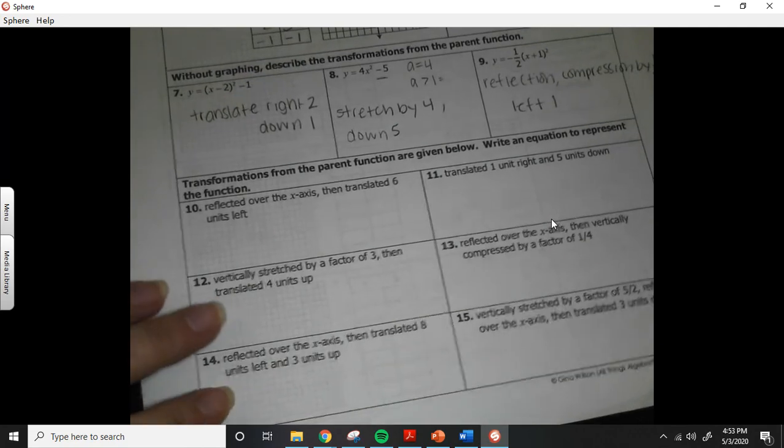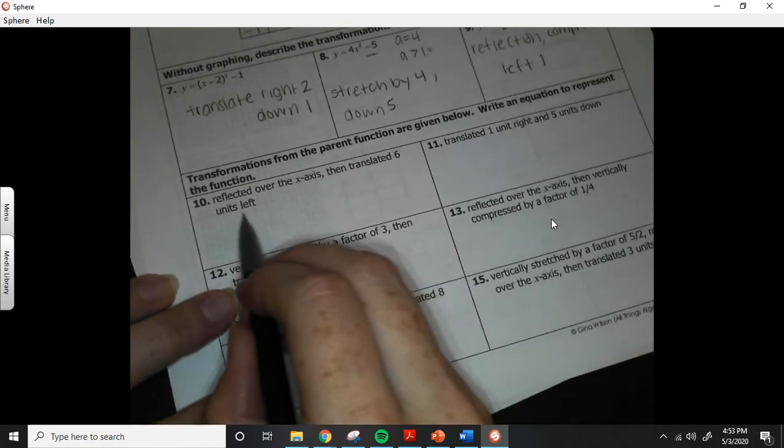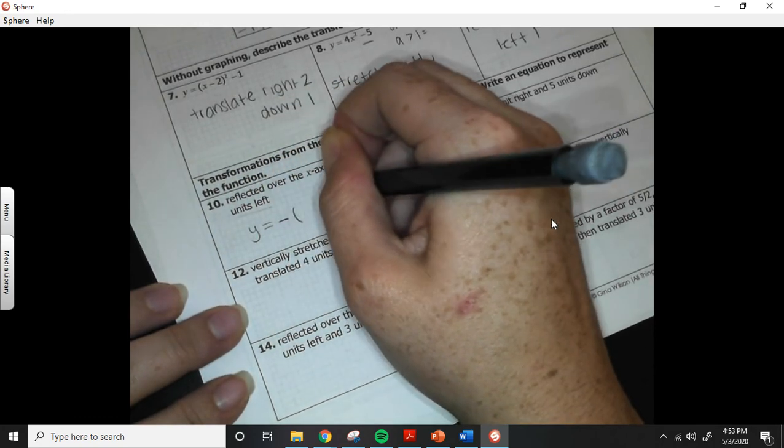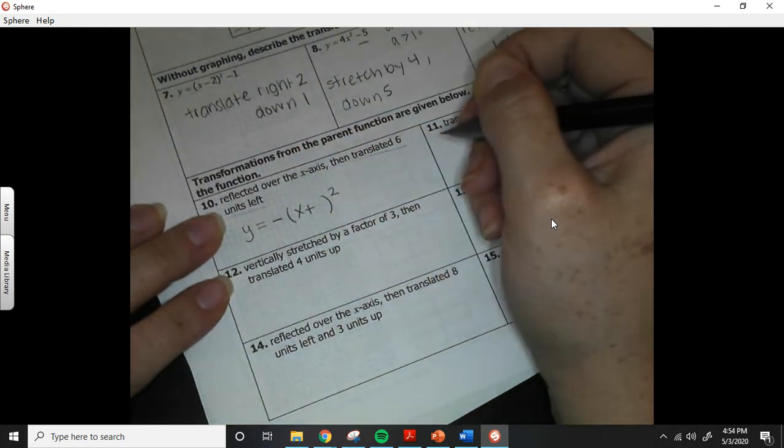Okay. So now we're given this, now we have to write an equation. So it's basically the opposite of what we did here. So it's reflected and then translated, and then we've got left or horizontal movement. So I know I need y equals a negative and my parentheses because I have horizontal movement. I know x is going here. Since it's going left, I want a +6. And that's that.